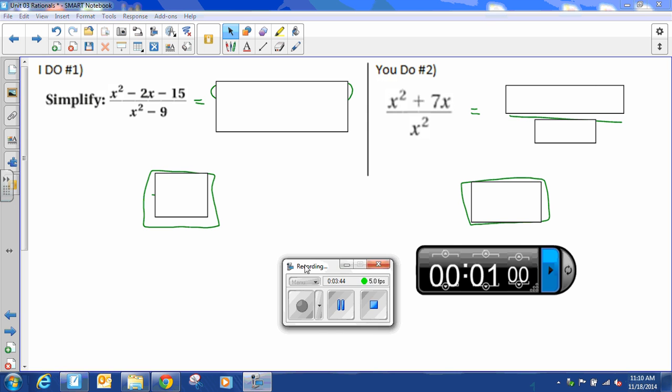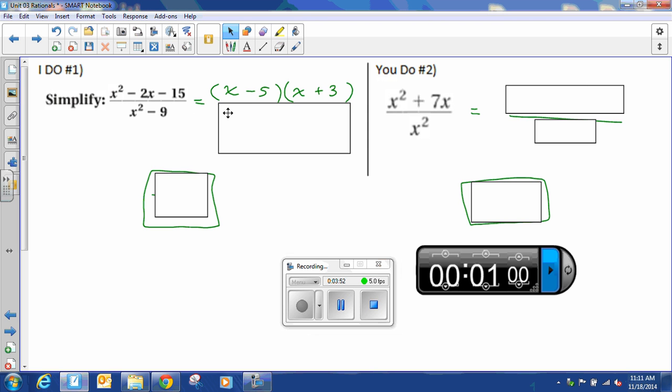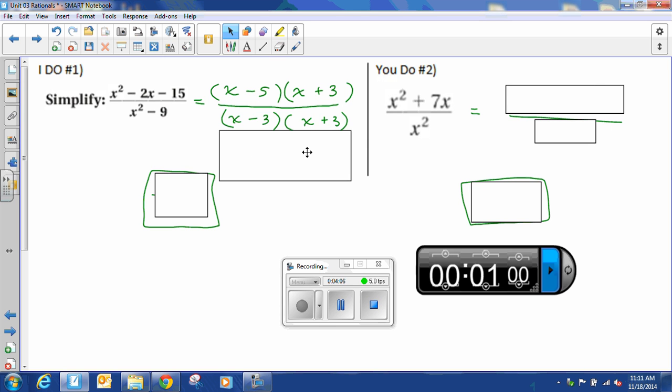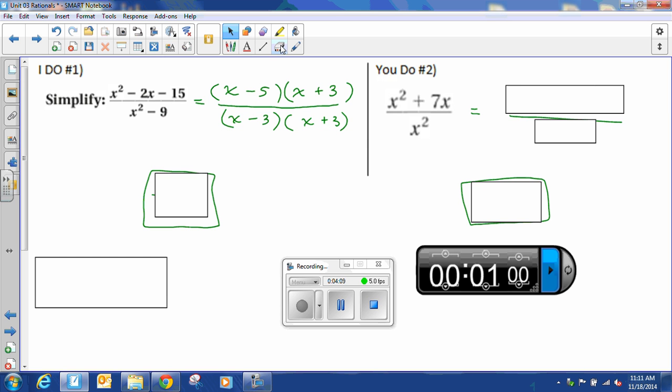And because we have spent so much time warming up with factoring, this should be almost second nature to you. I can factor this trinomial in the numerator to x minus 5 times x plus 3. And also the denominator, x squared minus 9, you should instantly recognize that this is a difference of perfect squares. It's x minus 3 times x plus 3. We can cancel the x plus 3 and the x plus 3. We are left with x minus 5 over x minus 3, and this is our final answer.